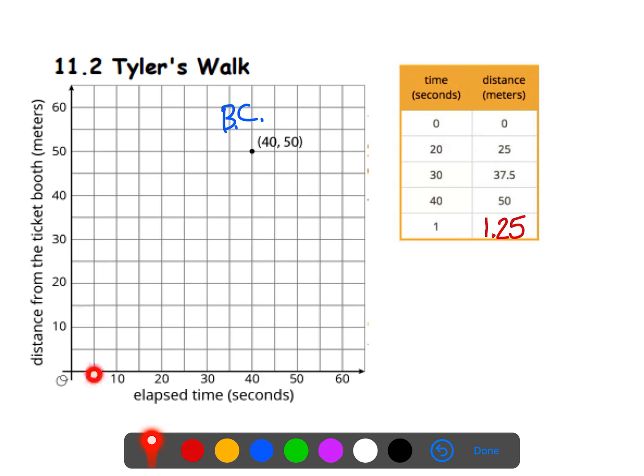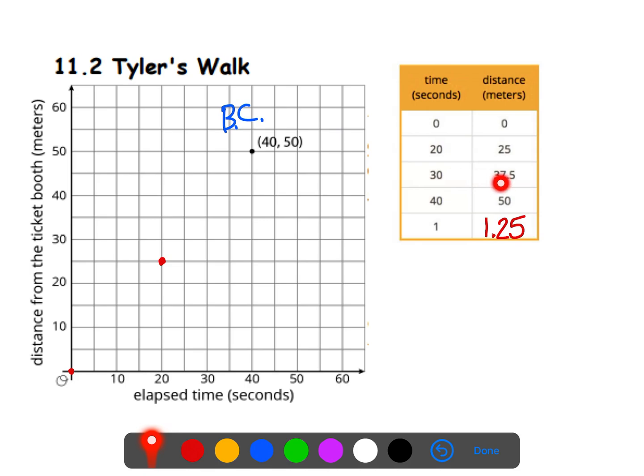So I can see that my time is going up by 5-second markings here, and so is my distance in meters. So I have the same interval there. So let's put, well, first 0, 0, the origin, then 20 seconds and 25 meters. So I'll go on the x-axis to 20 seconds, up to 25 meters, and make a point.